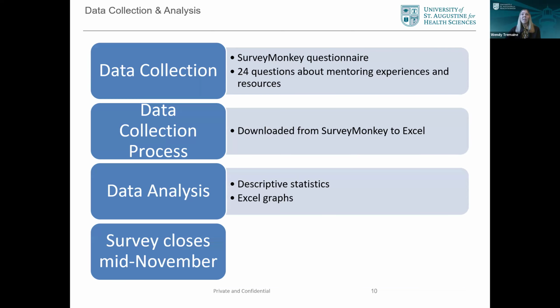Our data collection involved a 24-question anonymous survey in SurveyMonkey asking about mentoring experiences and resources. We downloaded the information from SurveyMonkey to Excel and plan to analyze the data through methods such as descriptive statistics and Excel features. Our survey is ongoing and will close in mid-November.